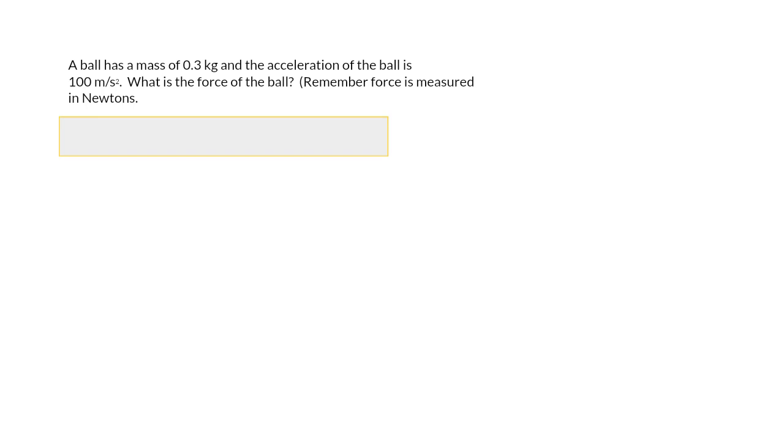Now let's look at an example. And make sure that you watch the units. A ball has a mass of 0.3 kilograms and the acceleration of the ball is 100 meters per second squared. What is the force of the ball? Remember that force is measured in newtons. So oftentimes you're going to be given the formula for force, which is mass times acceleration. And now we just plug in our numbers.